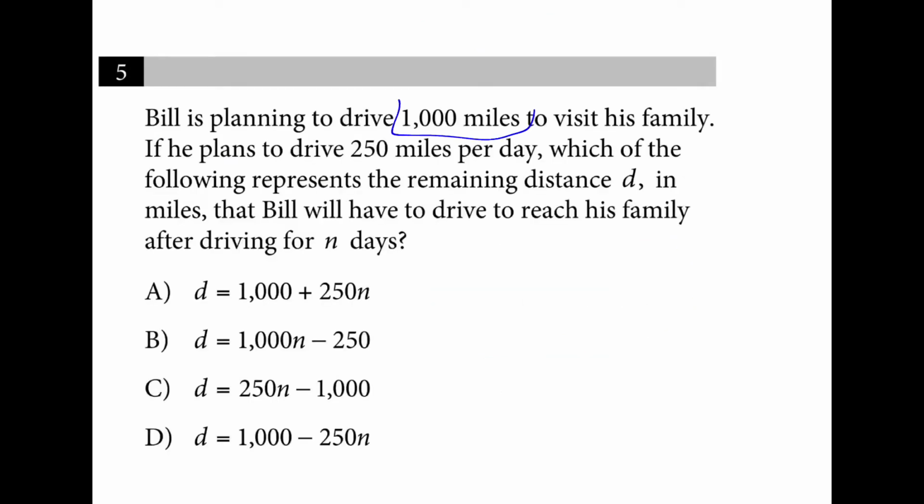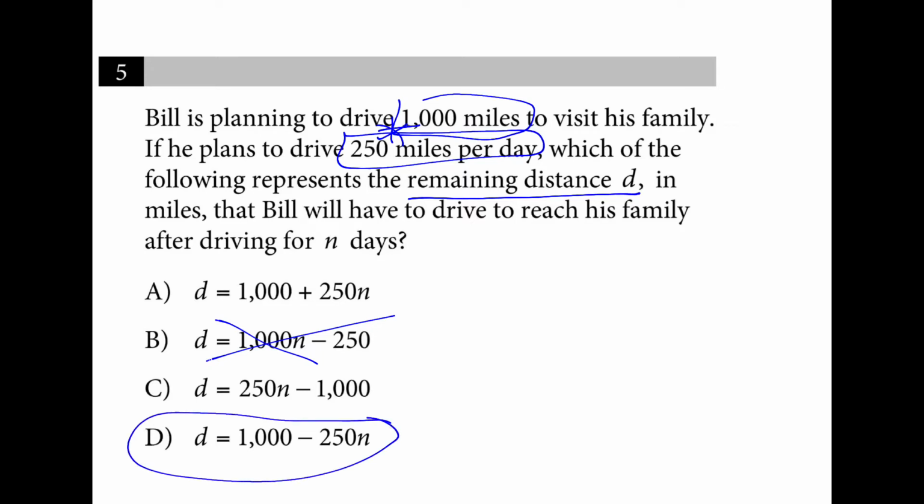So we're driving 1,000 miles and it's 250 miles per day, so the 250 is going to be the one with the variable attached. So this one is no good. And we're talking about the remaining distance. So it starts out at 1,000 and it gets smaller every day. That's why D is the right answer. We're not talking about distance traveled, it's distance remaining to the destination.